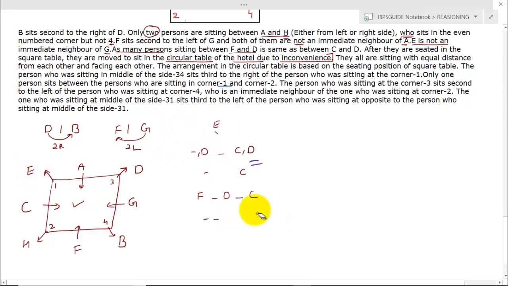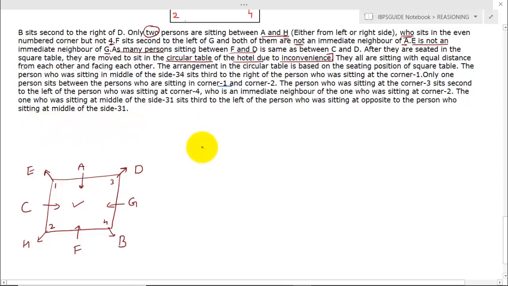Now I will erase each and every case from here, this symbolic notation, because I need some space to place all these 8 persons in the circular table also. So now let's move toward the further statement, in which these 8 persons will be seated or placed in the circular table. Now from here to here, the arrangement is a circular arrangement. Now they are all sitting at equal distance from each other, and all 8 persons are facing inside the circle. So I will make two diagrams for clarity.